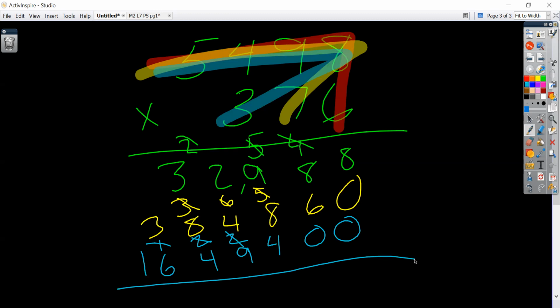Now we can add these up. 8, 14. 9 plus 8, 17, plus 4 more is 21, plus 1 more is 22. 2 plus 4 is 6, plus 9 more is 15, plus 2 is 17. 3 plus 8 is 11, plus 4 is 15, plus 1 more is 16. 3 plus 6 is 9, plus 1 more is 10. So we should have an answer of 2,067,248.